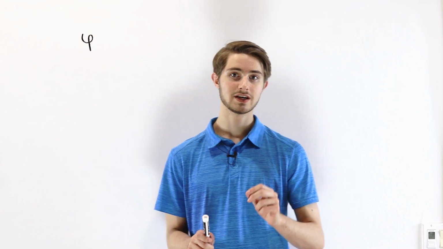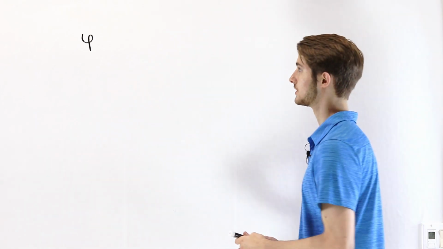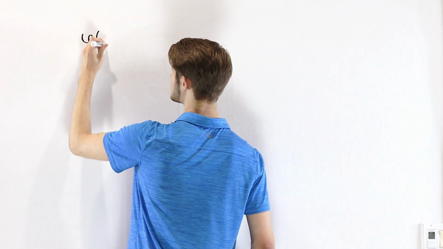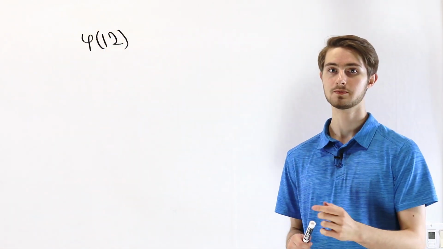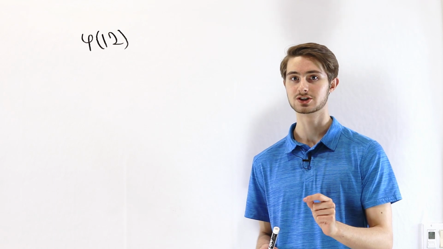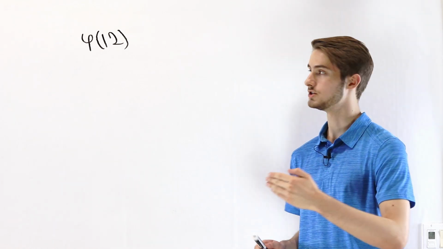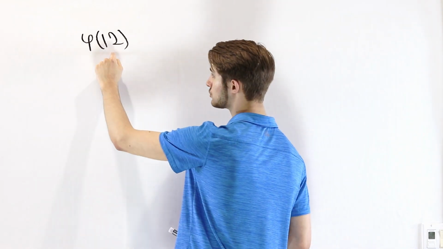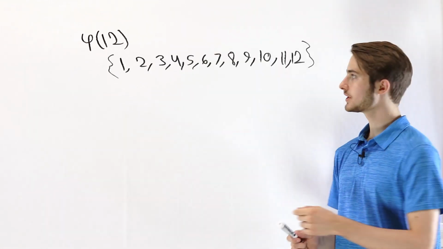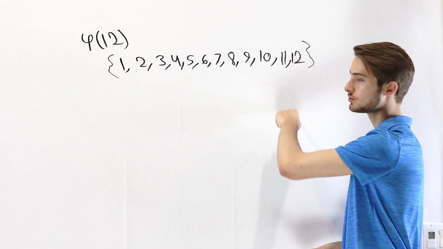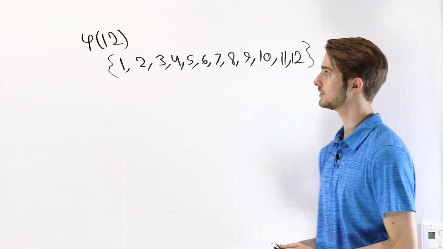In order to understand what we're talking about with the Euler's totient function, let's look at the example of finding the totient function of 12. Now we know the totient function counts the number of integers between 1 and 12 that are coprime to 12. If we look at all of the integers between 1 and 12, which ones are coprime to 12?